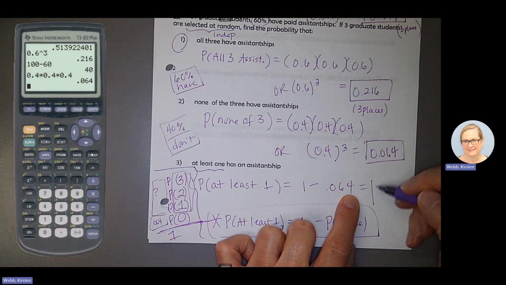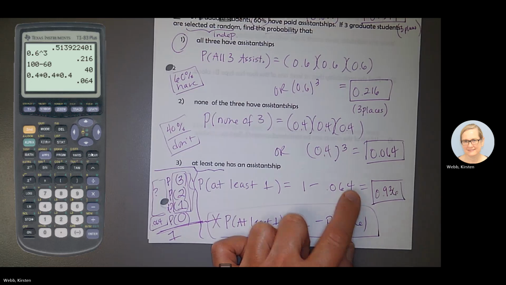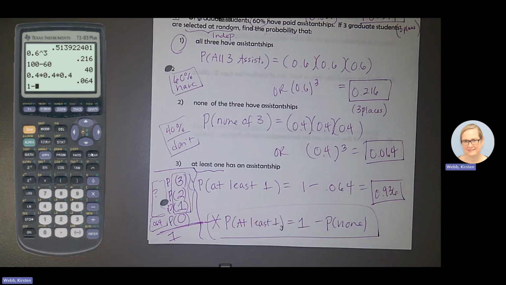.064 was a really small probability. When we subtract it from 1, we should get a really large probability. Like 0.936. Be a pretty handy trick. Usually comes up in a question where we've had multiple parts, and probably in one of the previous parts, we've already found the probability of none. So we can just subtract it from 1.